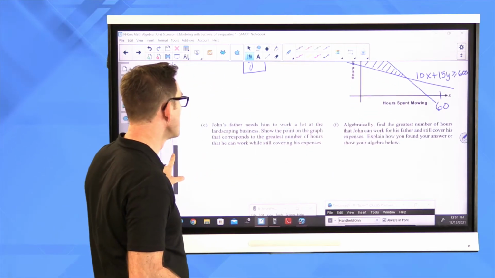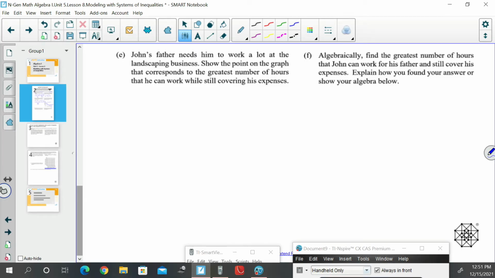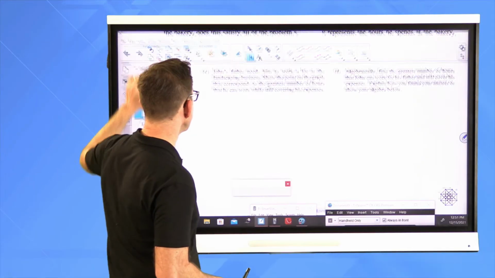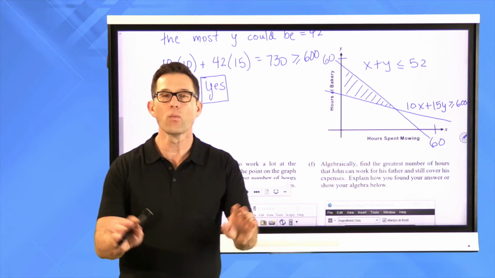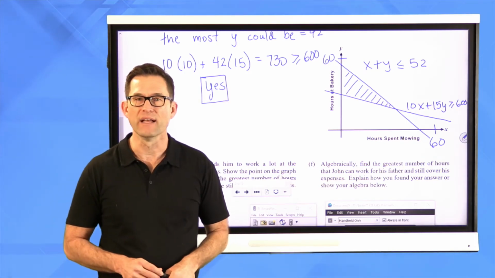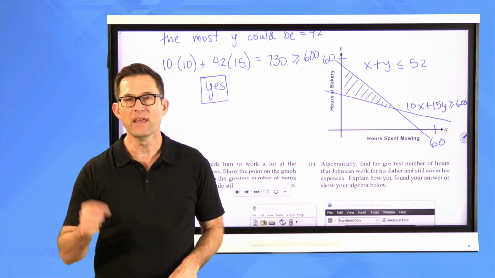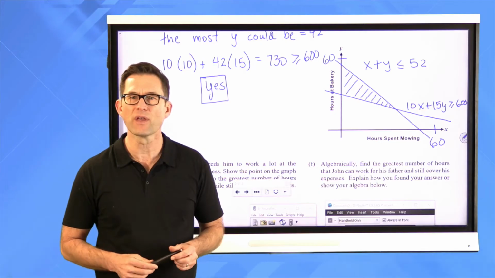Now let's take a look at letter E, and then we'll scroll back up so we can see that graph again. John's father needs him to work a lot at the landscaping business. Show the point on the graph that corresponds to the greatest number of hours that he can work while still covering his expenses. I'm going to do a full screen on that. Let's go back there. So what point on this graph? We'll find that point in a second algebraically. But what point on this graph actually represents the greatest amount of time that he can spend mowing while still covering his expenses? Pause the video now and see if you can think about that a little bit.